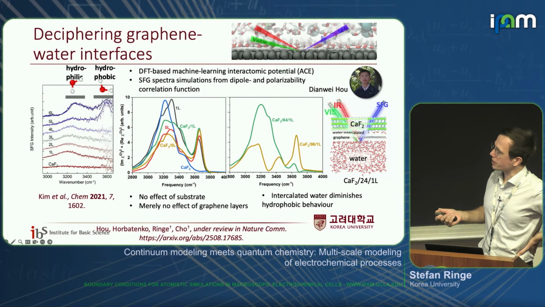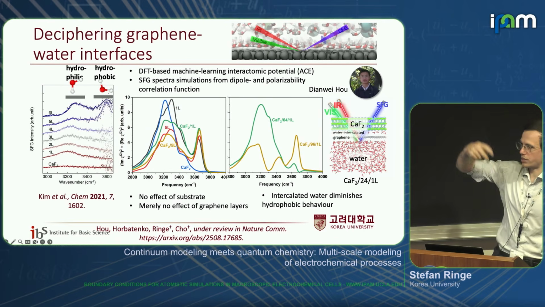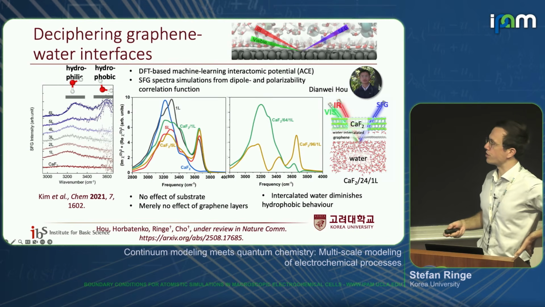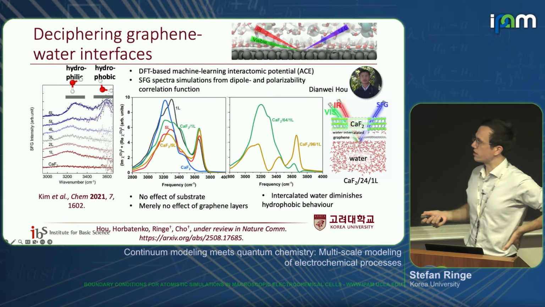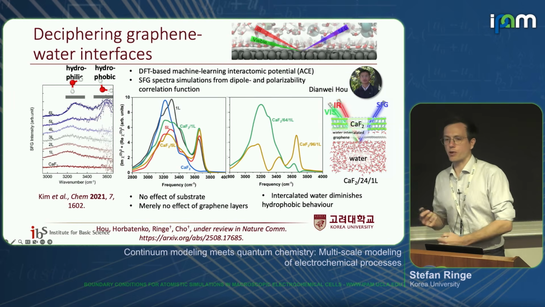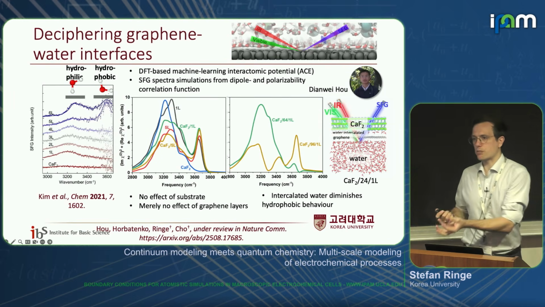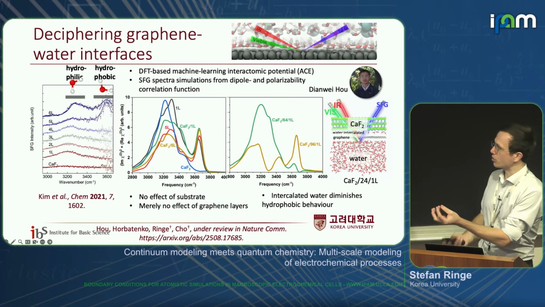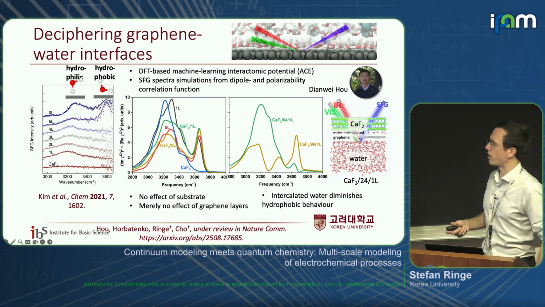And there was some experimental data available which showed that when we add more and more graphene layers, at some point another peak pops up in the sum frequency generation spectra, which corresponds to hydrophobic water, to water which is not oriented H down, but which is lying flat on the surface. So we wanted to understand this. And the claim in this paper was that graphene is wetting transparent. So the substrate is actually influencing the orientation through the graphene, and graphene doesn't affect it at all.